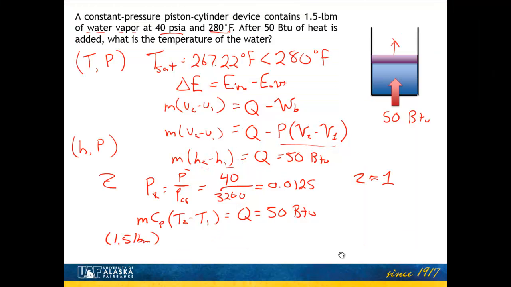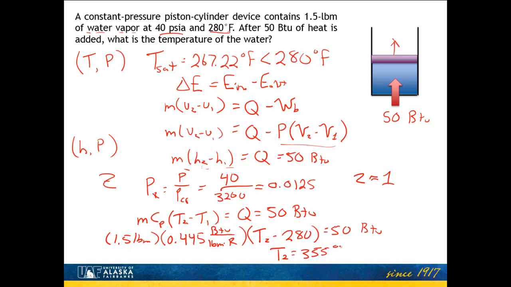So let's go back here. Cp is 0.445, and the units on that are BTUs per pound mass Rankine, and I have T2 minus the initial temperature, which was 280. That right there is equal to 50 BTUs. So now I'm just going to solve that equation for T2, and if you do that, T2 is going to be about 355 degrees Fahrenheit. So there's what my final temperature is.